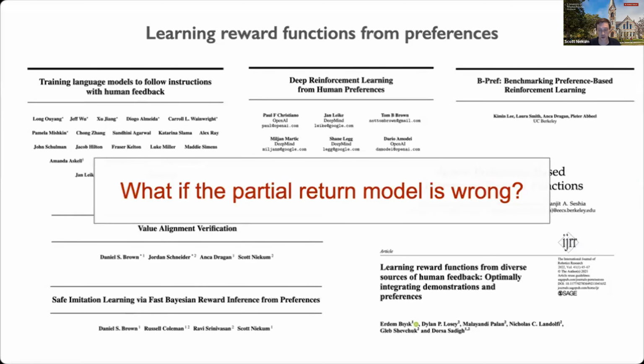And we thought it was pertinent to ask, what if the partial return model is wrong? That seems like it would be somewhat disastrous, because then we're going to infer the wrong things about reward functions. We may overestimate how aligned a particular model is, etc. So if we really want to be able to do alignment through preference-based learning, we actually have to understand, what are reasonable models of how people generate preferences? What do preferences mean?